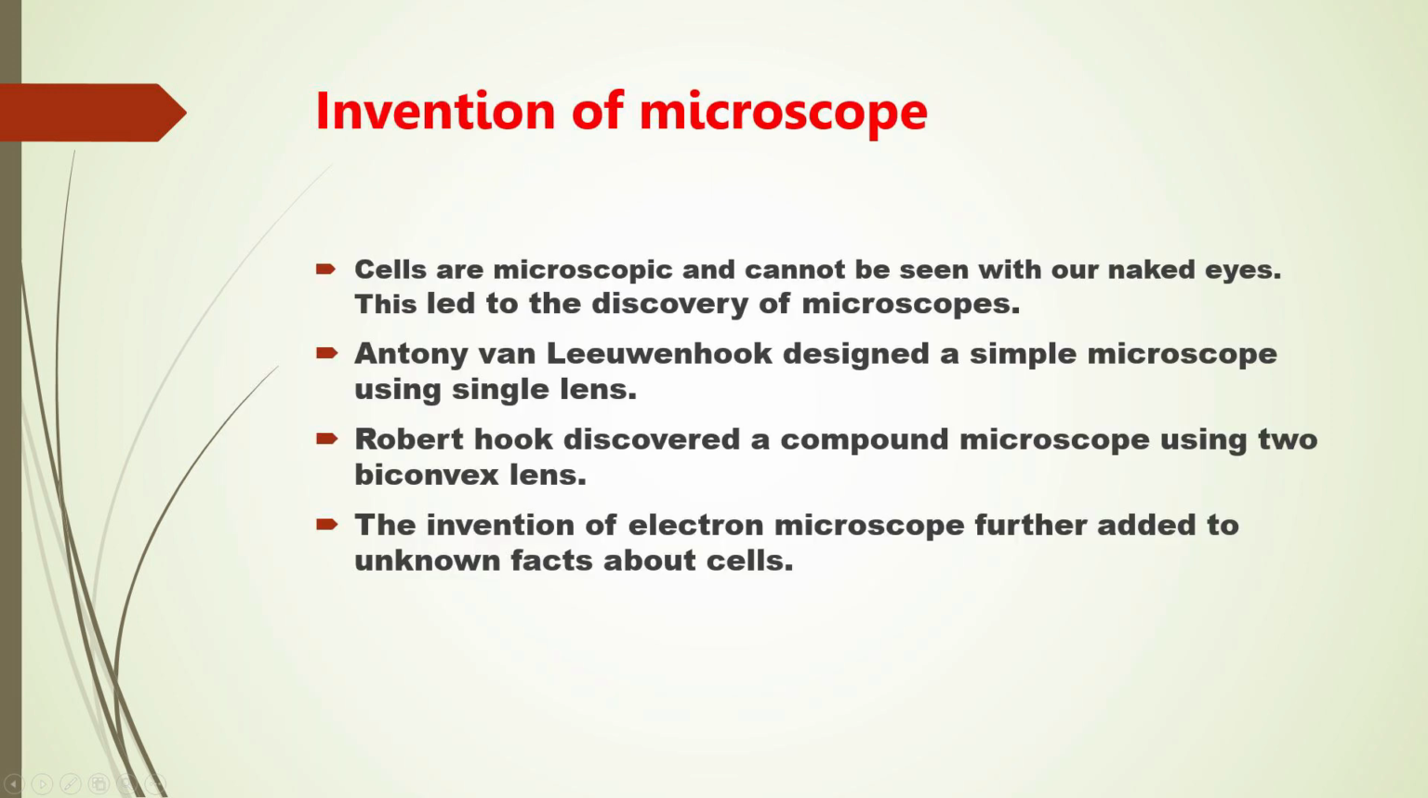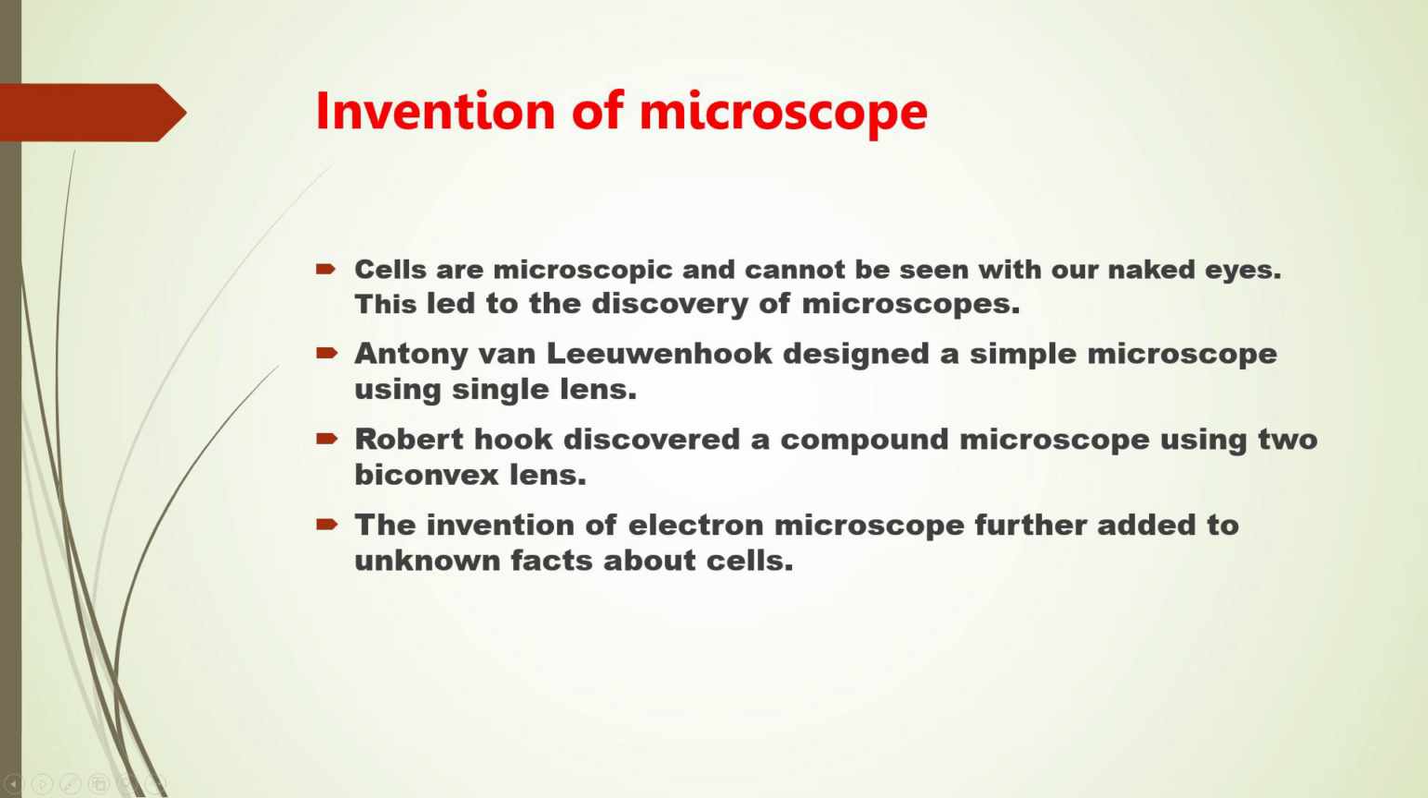Now, these cells are so tiny that they are not visible through our naked eyes. Okay, and this led to the discovery of a microscope. So microscope is that instrument that helps us to see the small units or small specimens that are not visible through our naked eyes. So Antony van Leeuwenhoek was a scientist who designed a simple microscope with the help of a single lens.